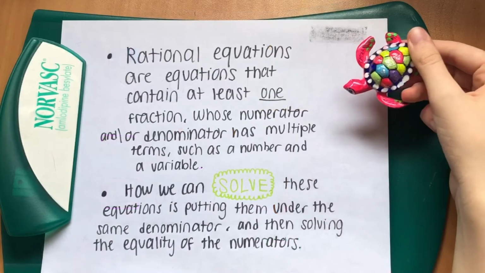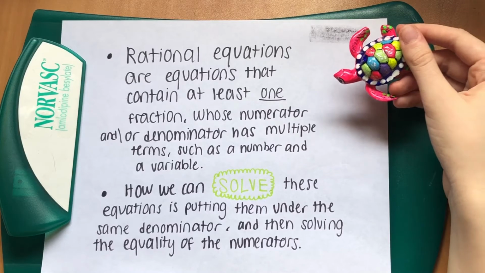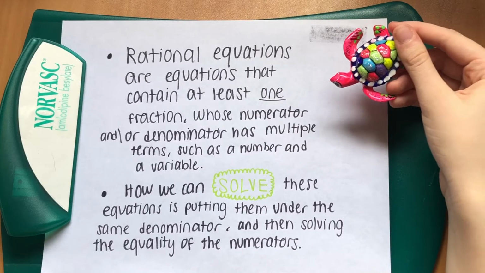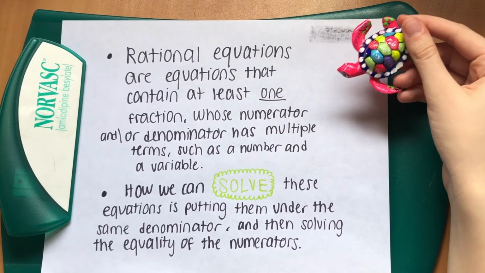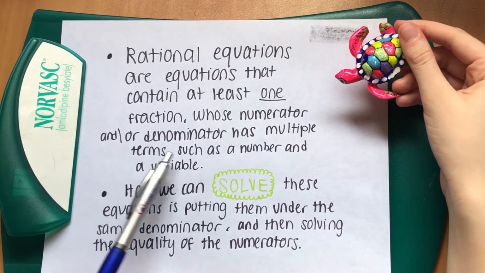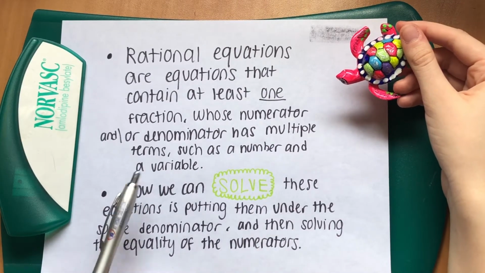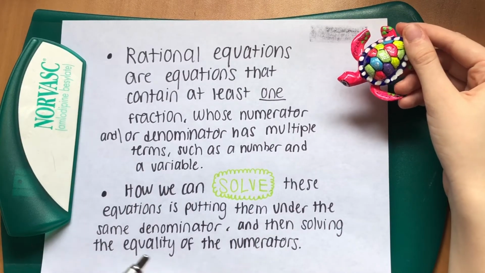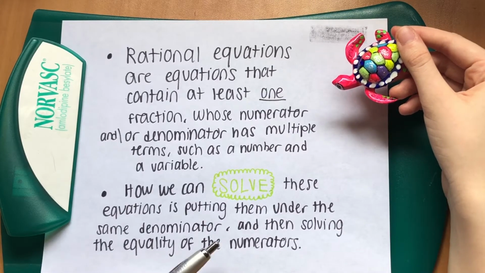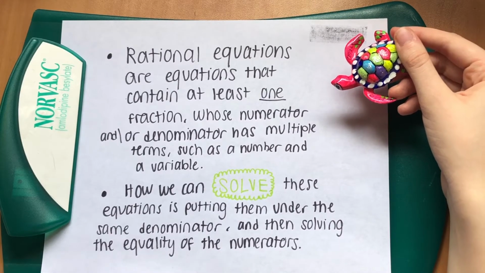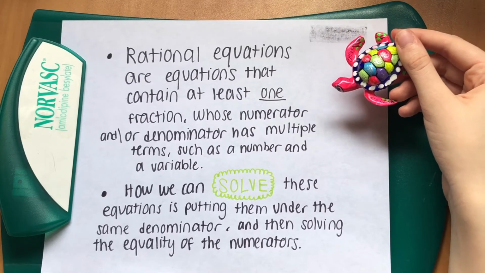Okay, sounds good. Rational equations are equations that contain at least one fraction whose numerator and/or denominator has multiple terms, such as a number and a variable together. How can we solve them? We can put them together under the same denominator and then solve the equality of the numerators.